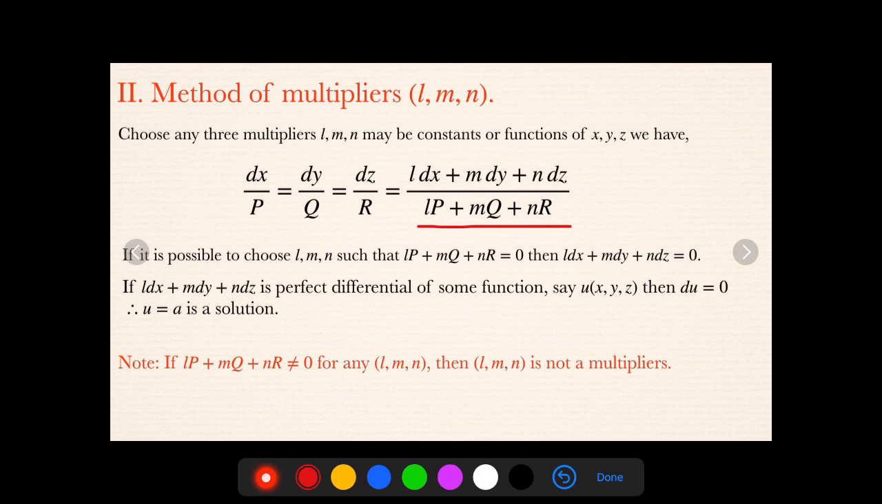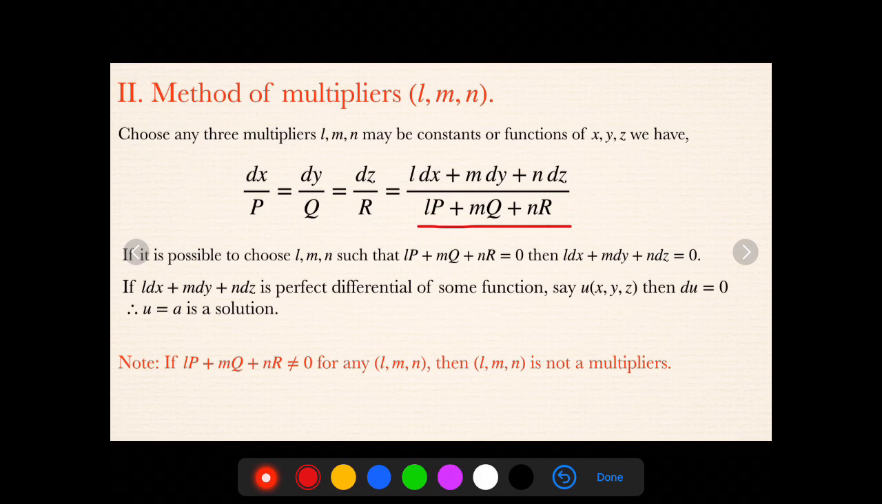Now in the second case, if you are choosing variables, you can choose -x, y plus 3z, or x, 1 by y, 1 by z, or any other form, but try to keep them in order. That is, the coefficient of the first multiplier should be multiplied to dx. So I try to take the coefficient of dx as a function of x, that means l is a function of x. It is not compulsory, but if possible, try to choose l as a function of x, m as a function of y, and n as a function of z. Then the integration process becomes easy.